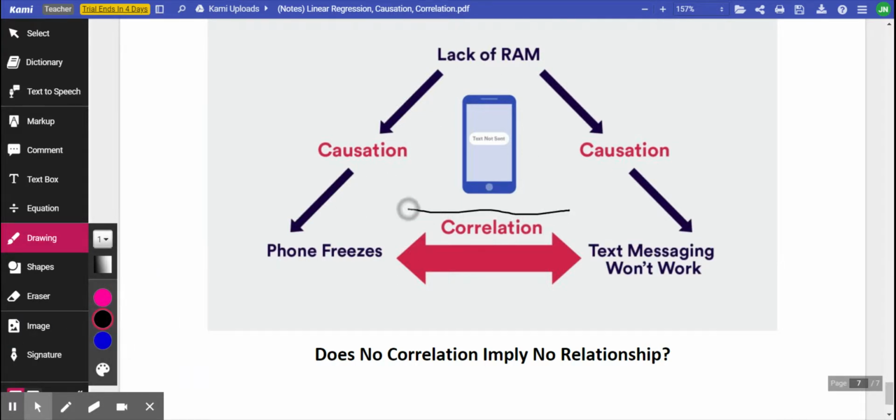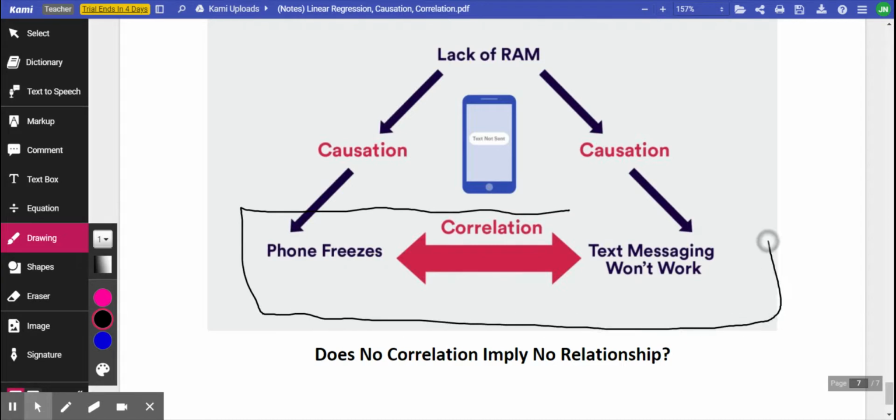So forget about that for a minute. Let's look at this bottom portion here. Everybody has a cell phone nowadays, or not everybody, but most people. Let's look at correlation. Every time your phone freezes, your text messages don't work. And when your phone isn't frozen, your text messages work. But when your phone freezes, your text messages won't work. So there is a correlation between your phone freezing and your text messages not working, right? But just because there is correlation, it doesn't mean there is a direct relationship or direct causation between these two things.